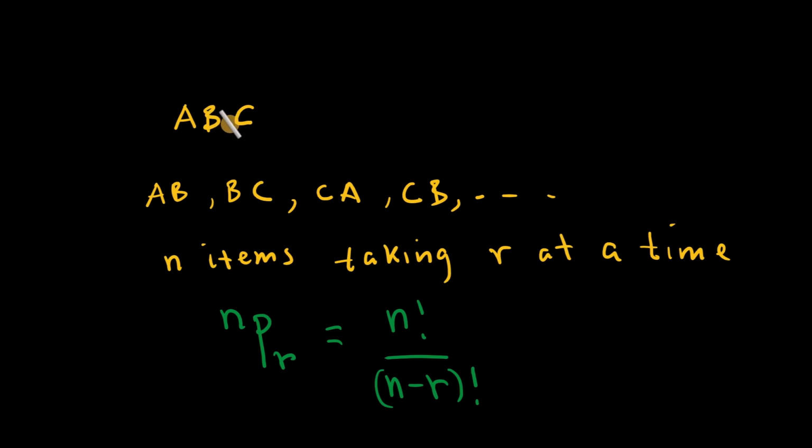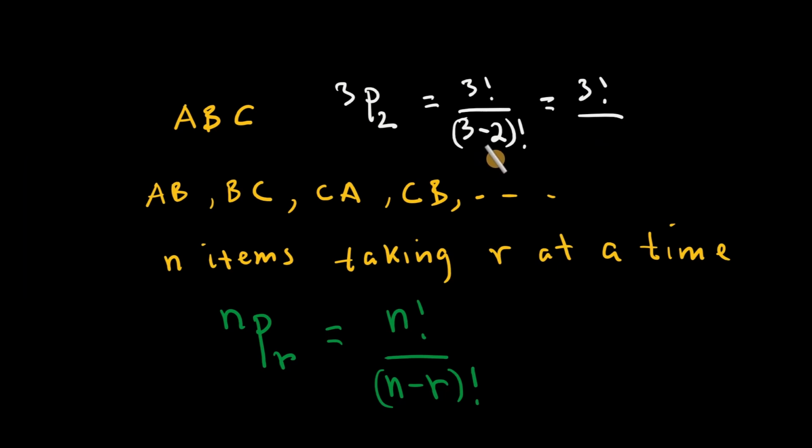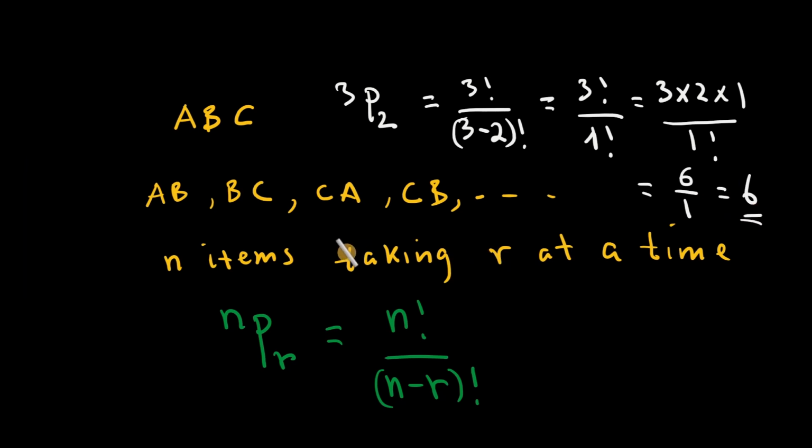Now you see here, to arrange these letters A, B, C, taking 2 at a time will be total number of items, which is 3 permutation 2, which is equal to 3 factorial over 3 minus 2 factorial. That is 3 factorial over 1 factorial, which is 3 times 2 times 1 all over 1 factorial. 3 times 2 is 6. 6 times 1 is 6, so 6 all over 1. 1 factorial is 1. 6 all over 1 is equal to 6. It means there are 6 different ways of arranging these 3 letters, taking 2 at a time.